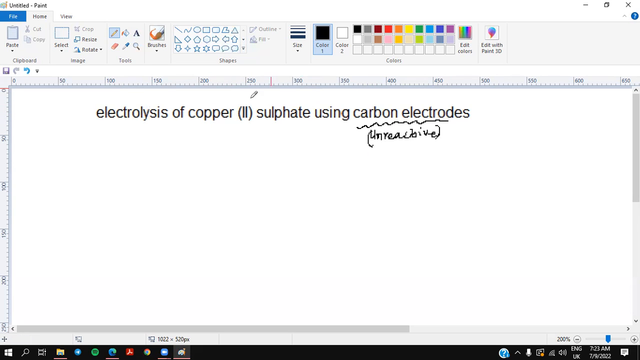When you write copper 2 sulfate, it means copper in this sulfate solution is in the form of copper 2 plus. Copper within bracket 2 means the oxidation number of copper is +2. Now we see how this reaction works.